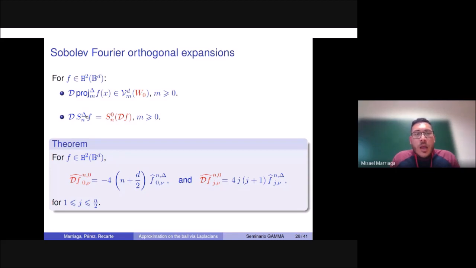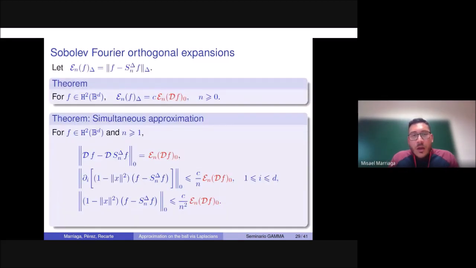Okay, once we have this commutation operator, I can deduce some relationship between the classical and the Sobolev Fourier coefficients, and they are related in this form. These are important because later on, I can use this property to deduce the relationship between the errors of the classical approximation and the Sobolev approximation. All right.